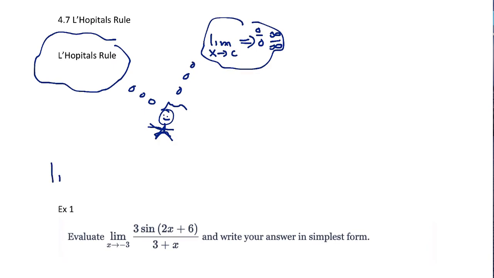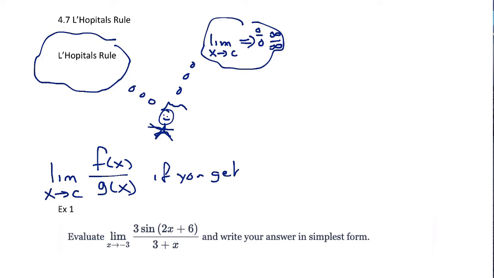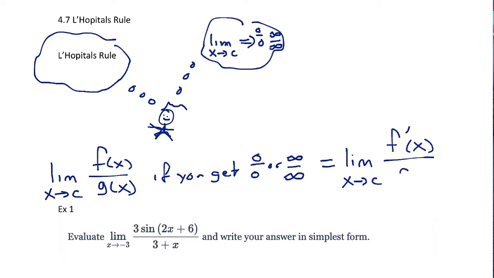L'Hopital's rule says that if you have the limit as x goes to some value, whatever it is, and you have one function, f of x, divided by another function, g of x, if when you evaluate it, you get the indeterminate form 0 over 0 or infinity over infinity, then this thing is equal to the limit as x goes to that same value, we aren't changing that value, f prime of x divided by g prime of x.